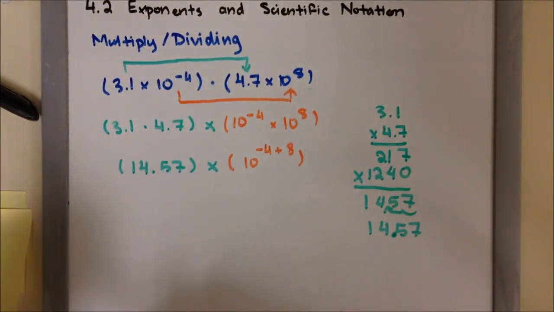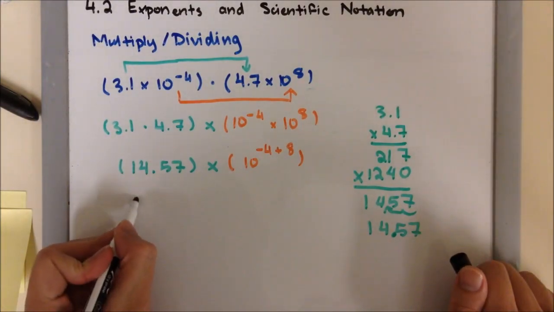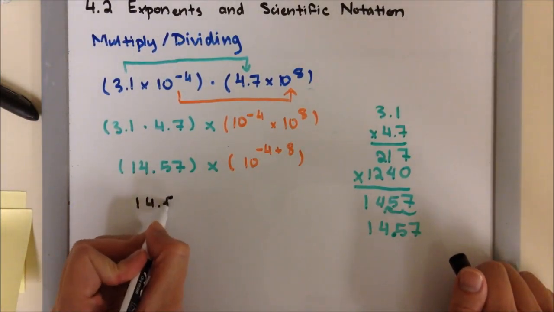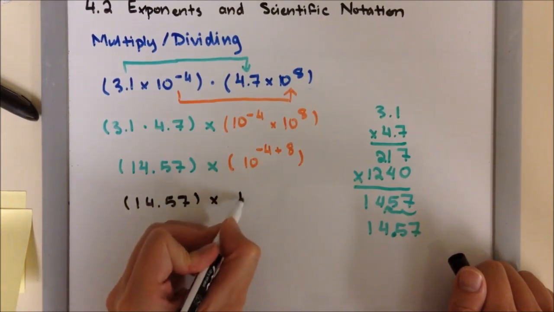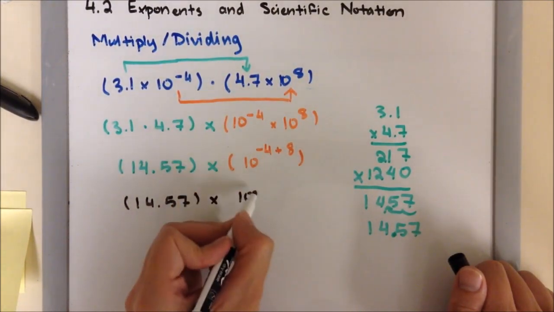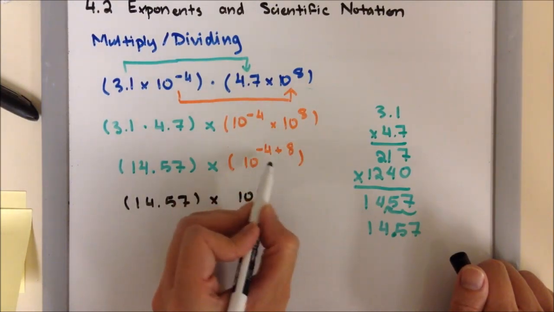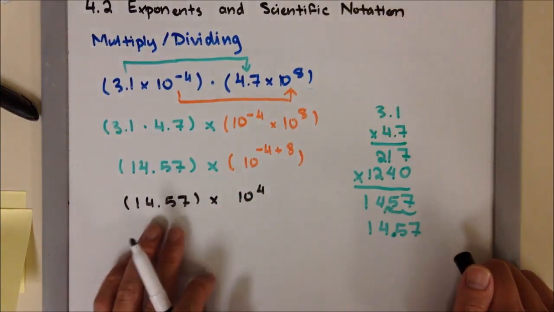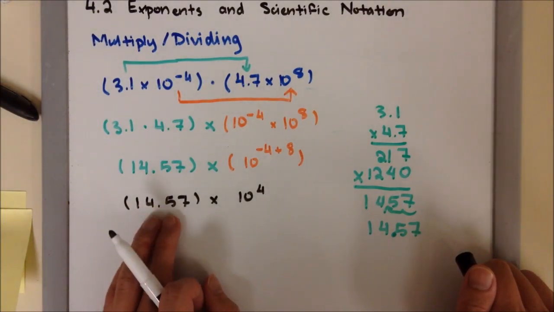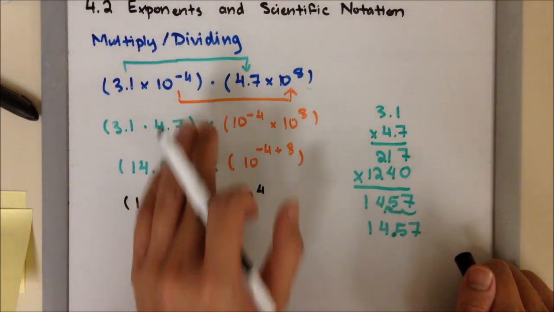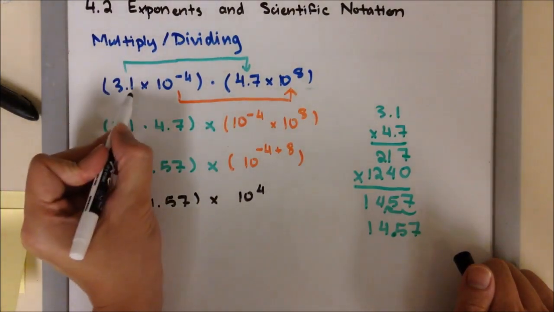And then I'm going to simplify that. So it's going to be 14.57 times 10. Negative 4 plus 8 will be positive 4. And then since I simplify, I don't need the parentheses anymore. Now again, I mentioned before that our final answer has to have the same amount of decimal places as the least from the given problem, which is 1.